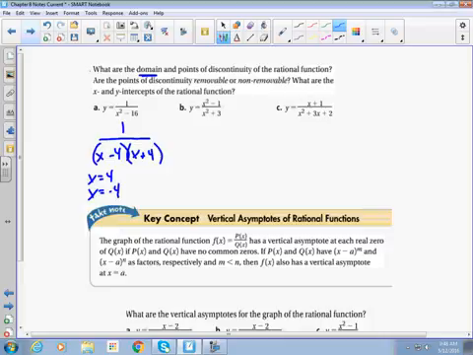are our points of discontinuity. Lots of fun vowels in there. And it is non-removable because the numerator does not cancel.